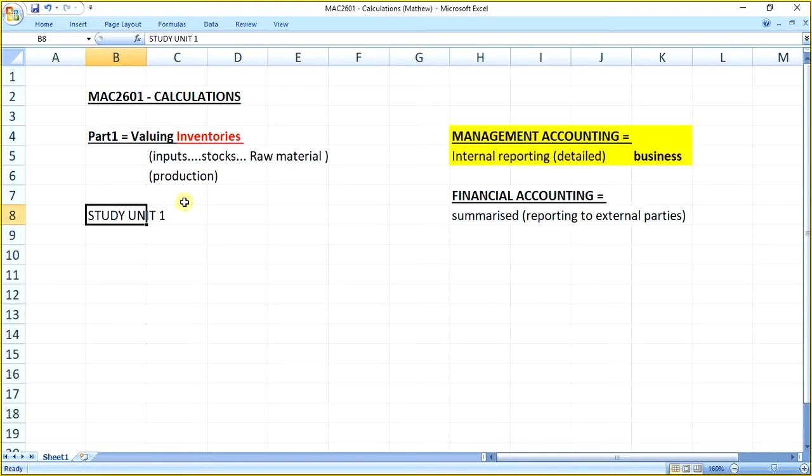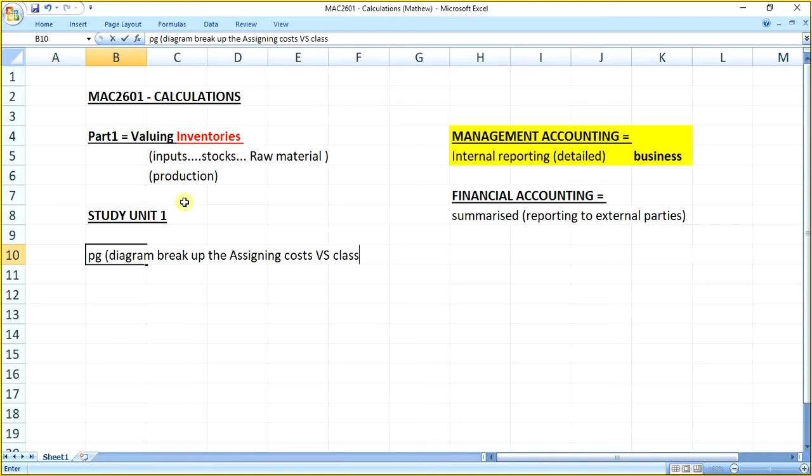If you look at page 5, it gives you a diagram, and they break up the assigning of costs versus the allocation or classification of costs. Right, so what is the difference between assigning costs and classifying costs? Do you have an idea? No, I don't think so. Okay, so let's highlight this word, assigning costs.